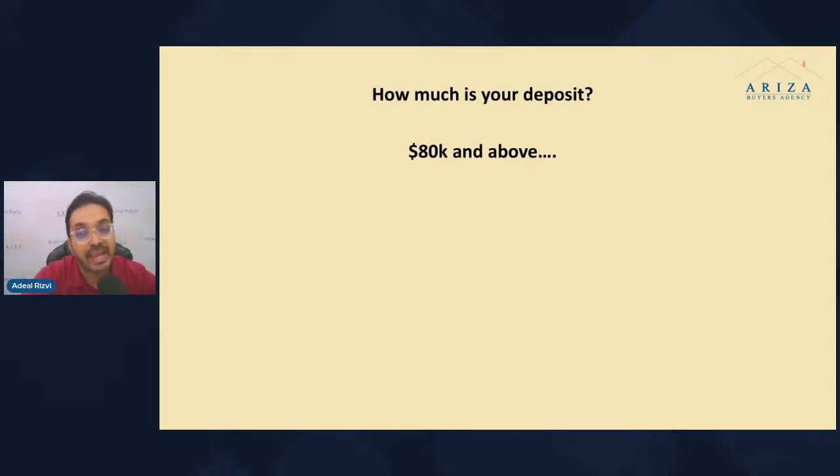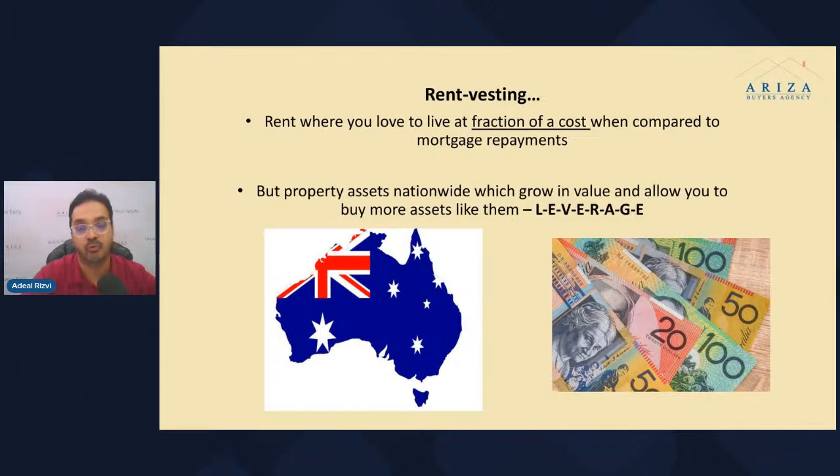But what if you have $80,000 savings or more than that? If you have more cash sitting with you, then what should you be doing? That is where I want to discuss what rent vesting is. Now, rent vesting, which I personally do myself, is all about renting where you love to live at a fraction of the cost of what the mortgage payments would look like if you were to buy in that suburb. As an example, I live in a suburb where the median house price is around 1.8 mil. The mortgage repayment would be around $10,000 a month. I don't want to pay 10,000, so I'm renting the same property for like $3,500 rental expense. So I'm saving a lot of money and I'm using that money elsewhere, which I will show you exactly where I'm using that money if you continue watching.